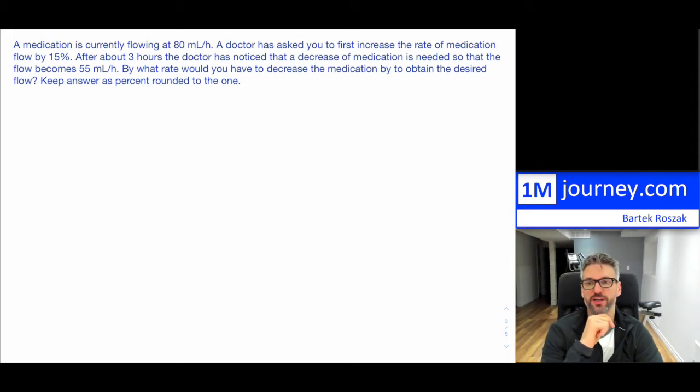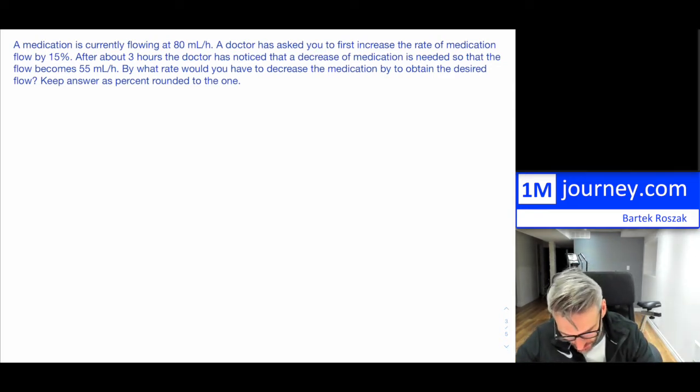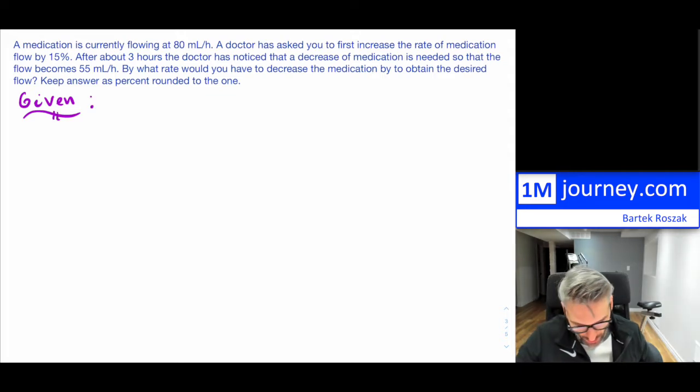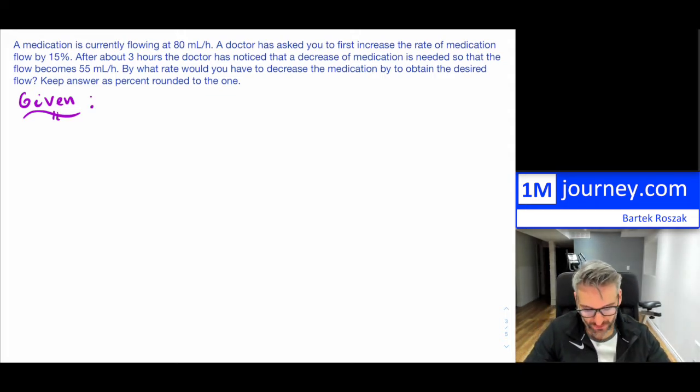All right, so it looks like we have two changes. One is an increase, and then one is a decrease. So we have something like this. What I like to do is look at these as increase or decrease problems, and so I'm going to set this up. Here's the given. We're looking for the rate of decrease of that second change. So we're going to try to find that.